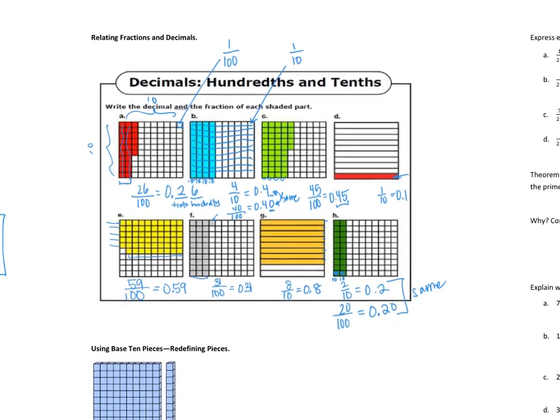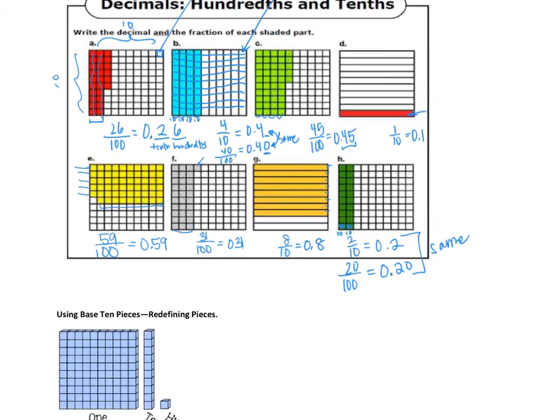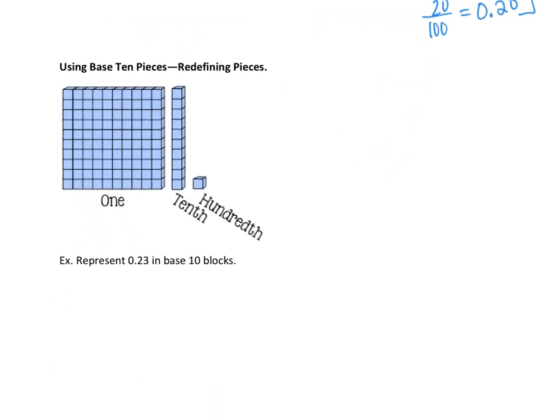But again, these have the same exact value, just different ways of breaking them up. They're equivalent. Now, another way to talk about the decimals besides these 10 by 10 boxes is to go back to our 10 pieces, but we have to redefine them.